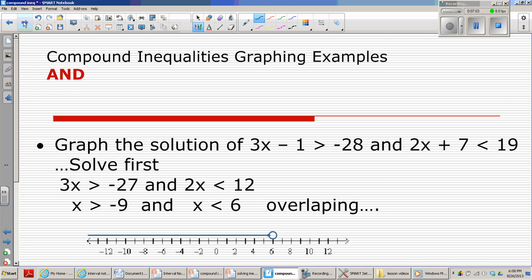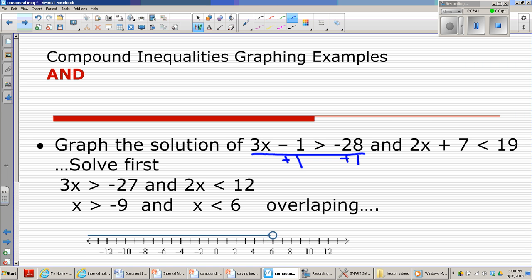So we've got an and. Graph the solution of 3x minus 1 greater than negative 28 and 2x plus 7 is less than 19. The first thing we need to do here is we can't graph this on the number line yet, so we need to solve for x. So let's add 1. If 3x is greater than negative 27, then we'll divide by 3. We get x is greater than negative 9.